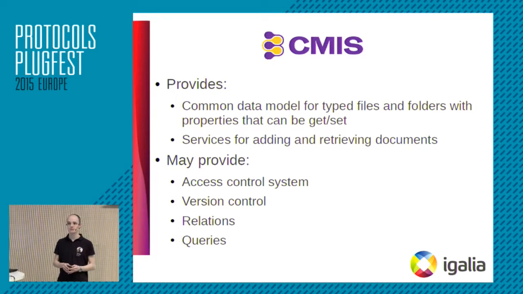CMIS provides an abstraction for the main operations found in most ECM servers. It provides a common data model with typed files and folders and properties, services for adding and retrieving documents, and it may provide services for access control, version control, relations, and queries. This is up to the server implementation. Servers can define a set of capabilities, and that's what clients need to know to interact with them.